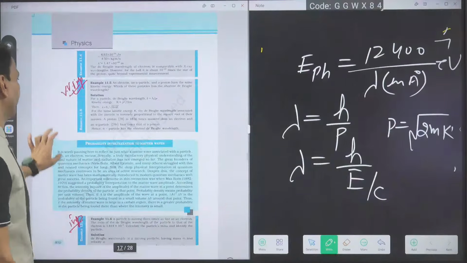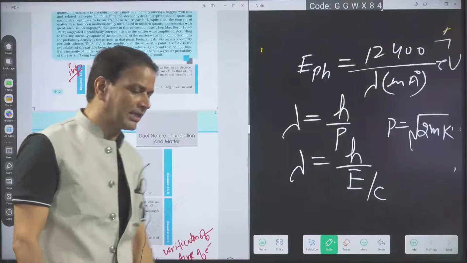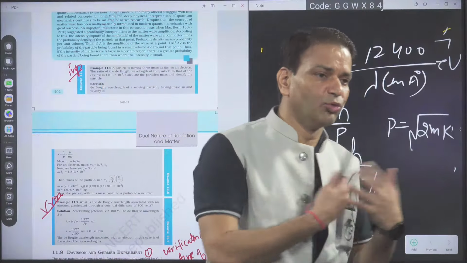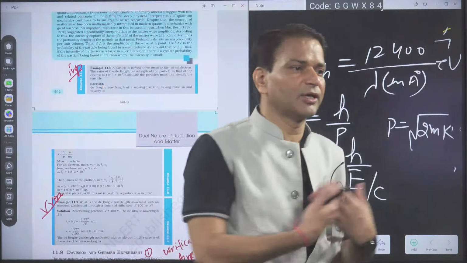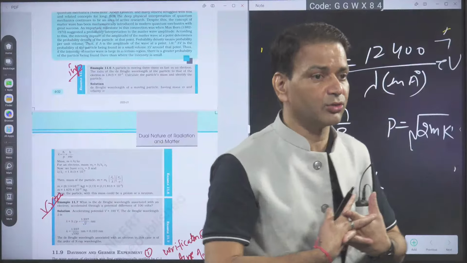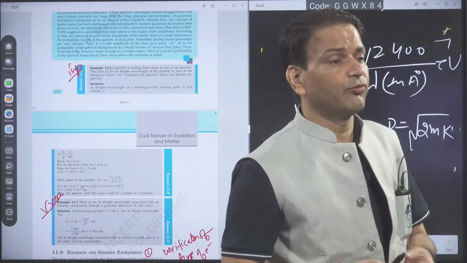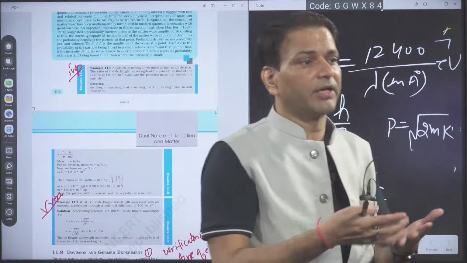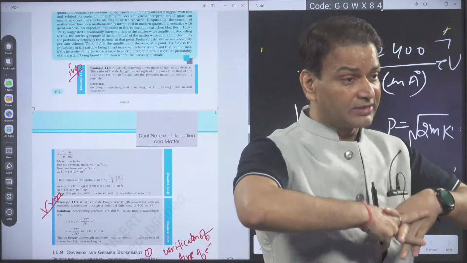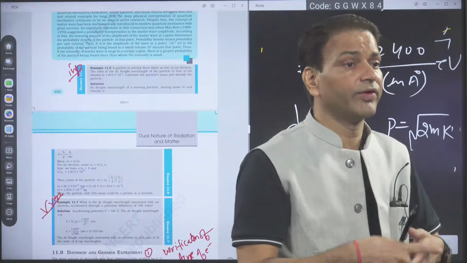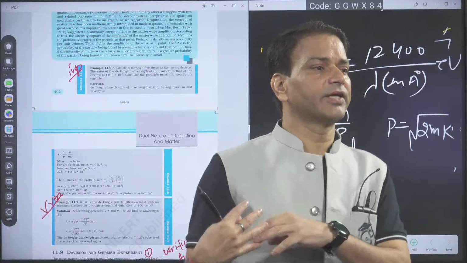Now, de Broglie wavelength: lambda is equal to h by p. When the mass is large, like me moving, I can associate a de Broglie wavelength with myself also. But why is it difficult to detect? Because my mass is more. For a very small particle, lambda will be more, so we can easily detect the de Broglie wave. But for heavier mass, we cannot detect.